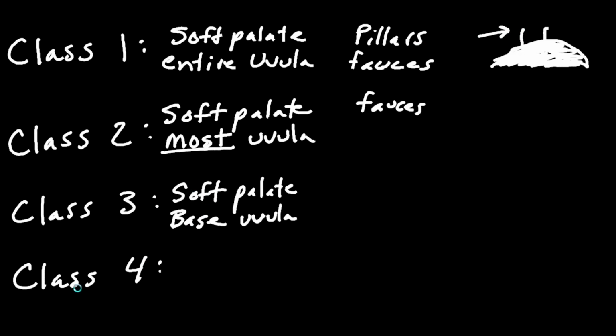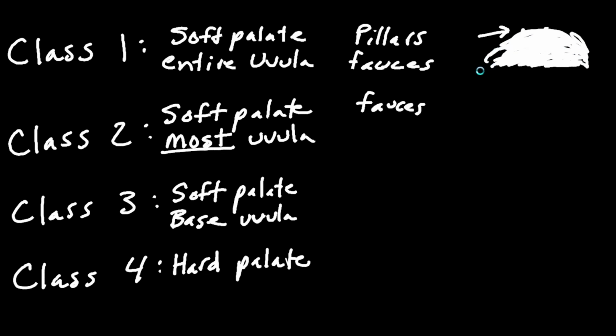And then lastly, for class four, you can only see the hard palate. There is no uvula showing, so the tongue is going to obstruct all of the uvula. There's not going to be a very big opening. You can only see the hard palate. The hard palate is going to be in the anterior portion of the mouth.